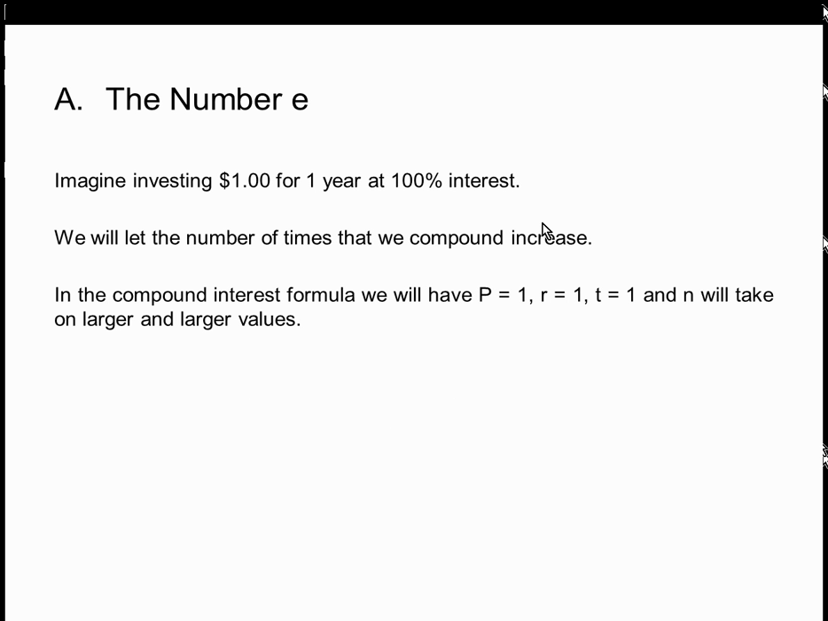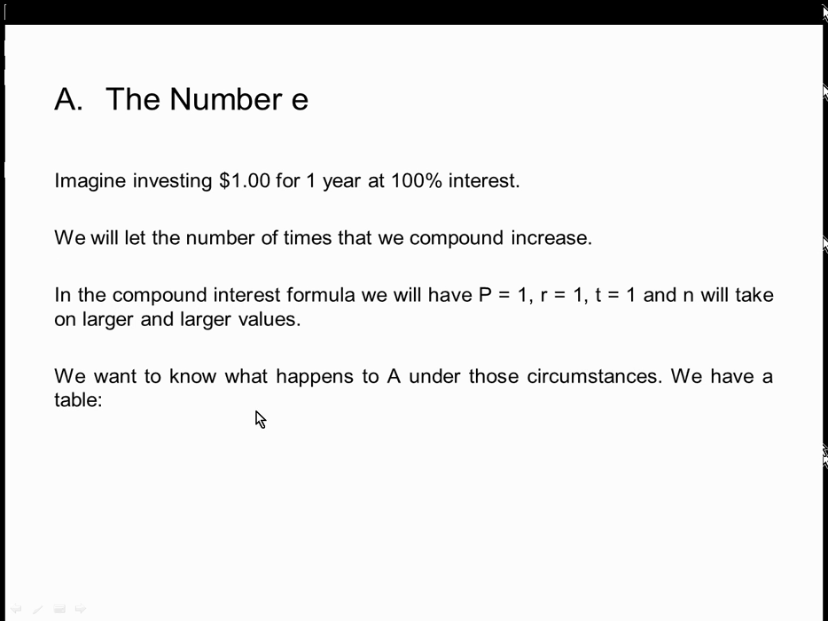So in the compound interest formula, we will have P is 1, remember, $1, R is 1, 100% interest, and T is 1, for 1 year. And N will take on larger and larger values. So we want to know what happens to A under those circumstances. Okay, we have a table. I did the calculations on a calculator, and I did not just set the float to 2. I wanted to see all the numbers.